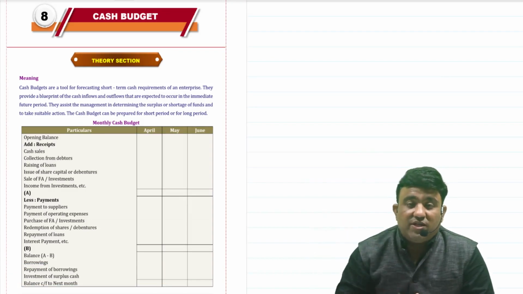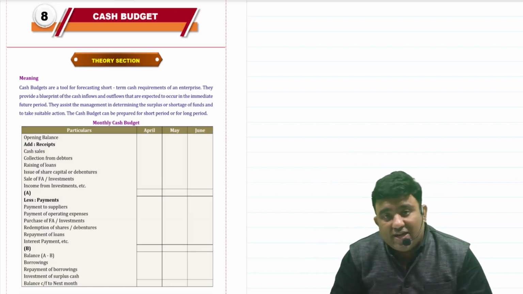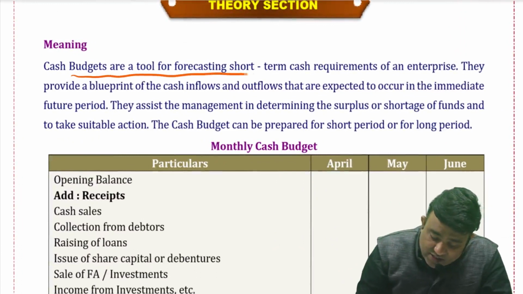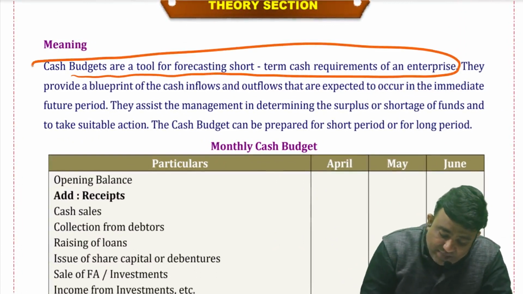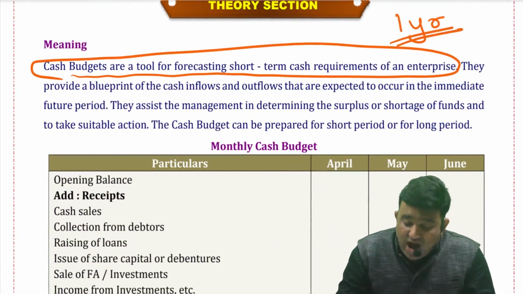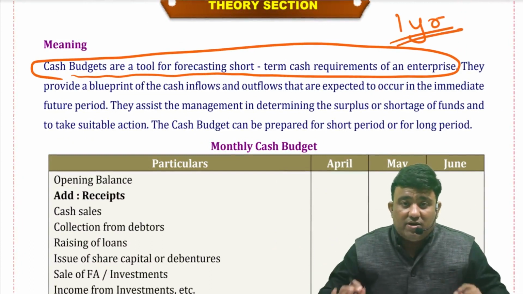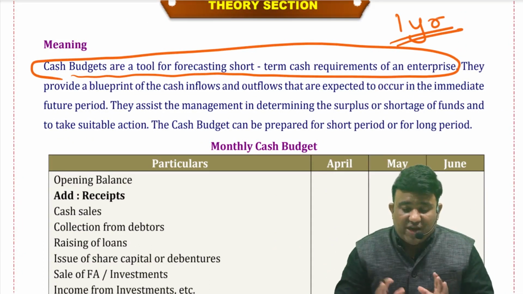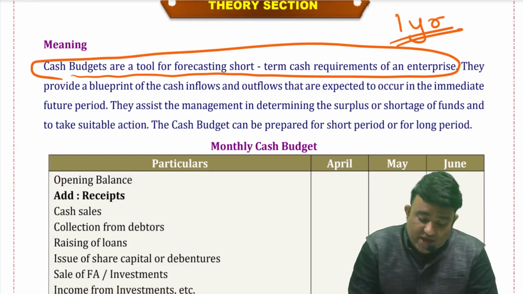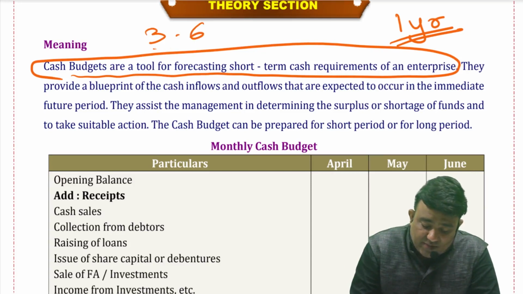So without wasting more time, let us start with the topic for the day, that is cash budget. Students, what is cash budget? It's a tool of forecasting short-term requirement of an enterprise. When I say short-term, it means hardly a maximum of 1 year is the target of cash budget. You cannot prepare a cash budget for more than 1 year. Ideally in your exam it is 3 to 6 months.